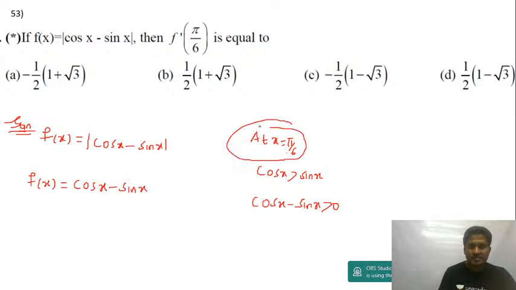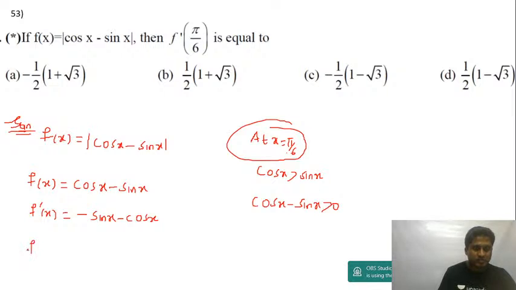Now if I differentiate, f dash of x, if it were sine minus cos, then you would get a negative sign. You understand? From 0 to pi by 6, cos is more than sine. Now if I differentiate, f dash of x is equal to, differentiation of cos is minus sine, differentiation of sine is cos.